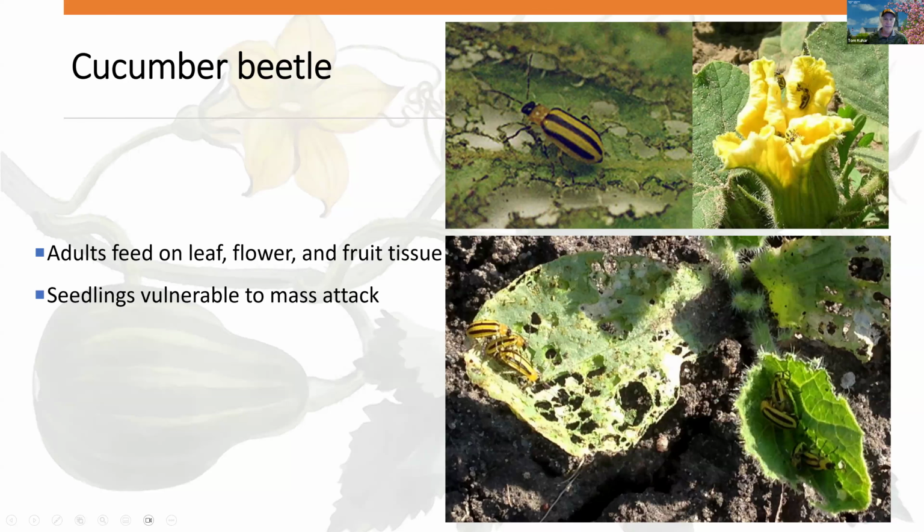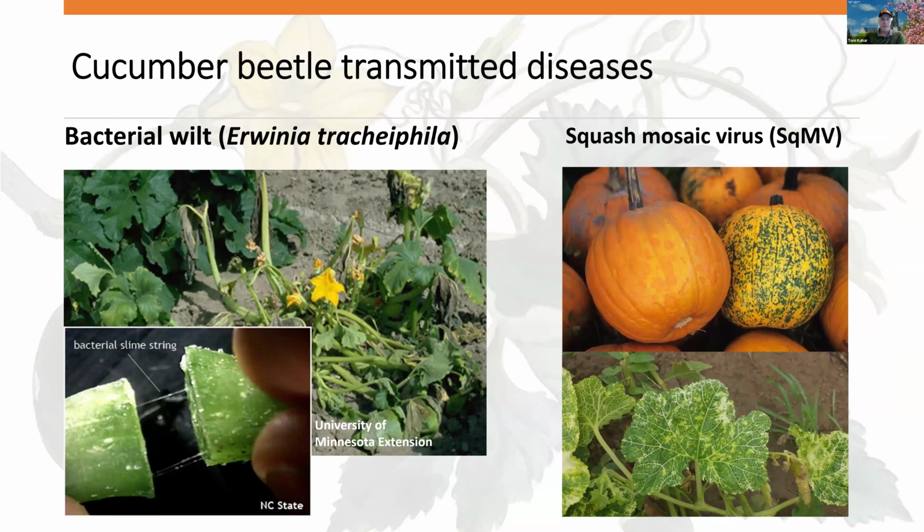So it's this early season attack killing the plants, but some other very important things are that these beetles can carry some diseases, bacterial wilt being an important one.